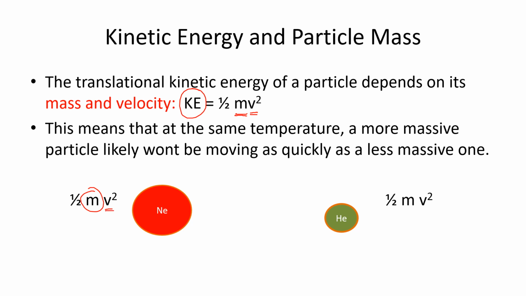So if you have neon and helium at the same temperature, well, the helium atoms are moving a lot faster in order to have that same amount of kinetic energy. If the mass is much smaller, then the velocity or the speed has to be a lot higher. And this kinetic energy, if it's going to be the same, if they're at the same temperature, this one has a greater mass, which means the velocity will be lower.